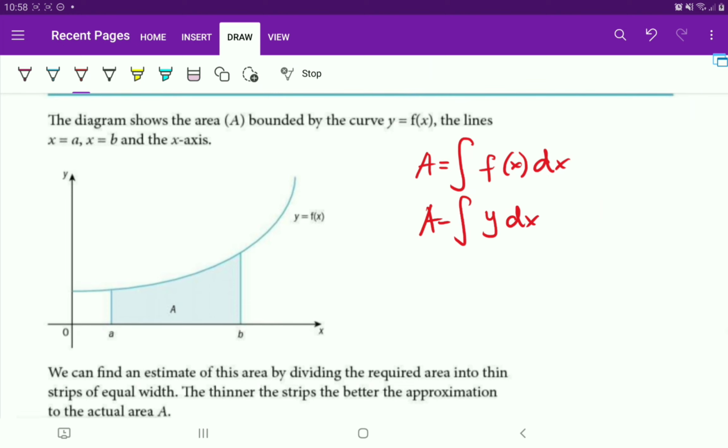Let's try to look at this curve. So let's say that this curve is y equal to f of x, and the area that we're looking for, the boundary, is from number a to number b. So basically here there should be a boundary from a to b. Now in here, the A is the actual area.